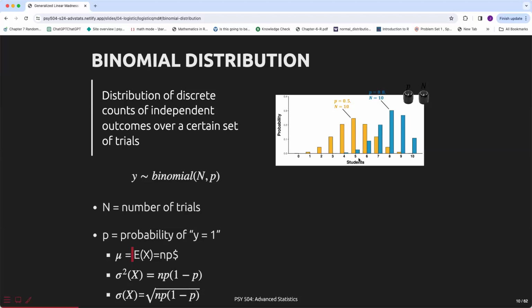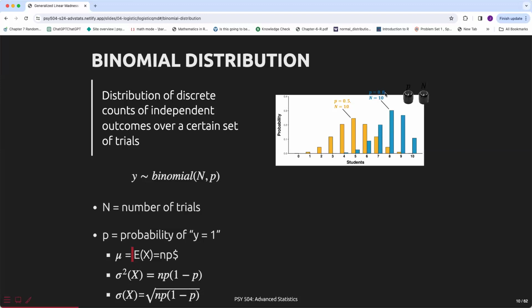So on the x-axis, we have students, and let's say that the dichotomous outcome is pass or fail this class. If we have a probability of 0.5 with 10 students, we can see that the distribution looks like this, where the mean is about 5. So 5 students pass this class, 5 students fail this class. If the probability was 0.8 with 10 students, we can see that the distribution is a little different, right? Where now the mean is 8. So 8 students pass this class, and then 2 students fail this class.